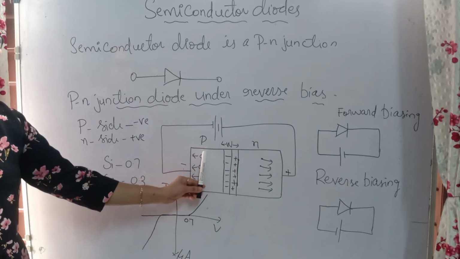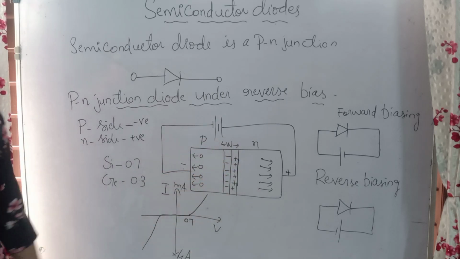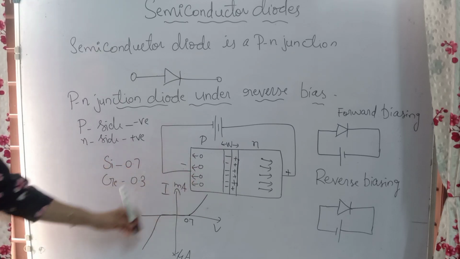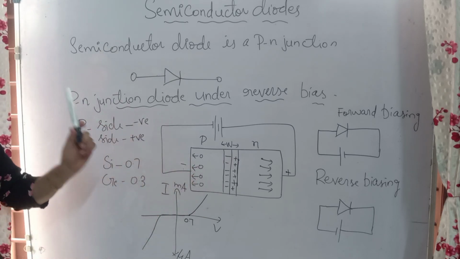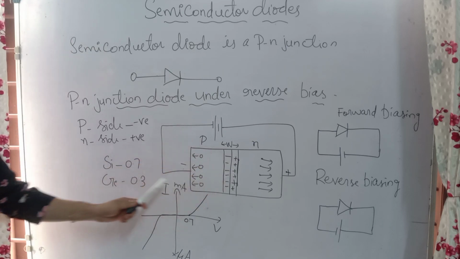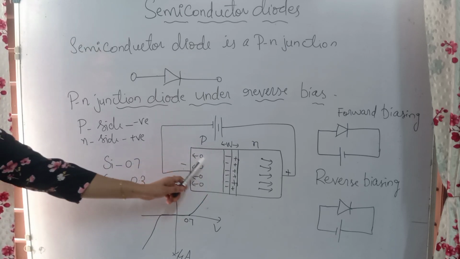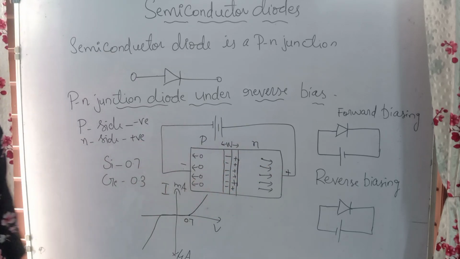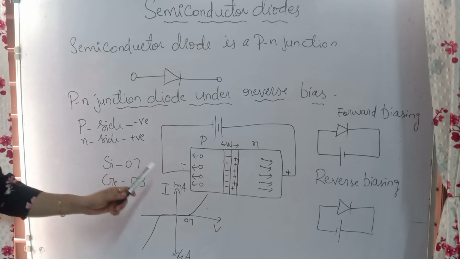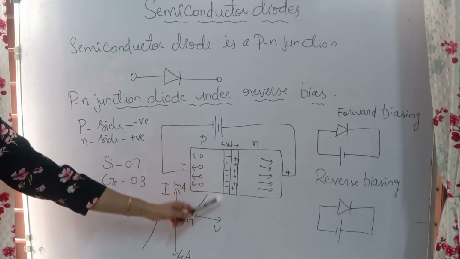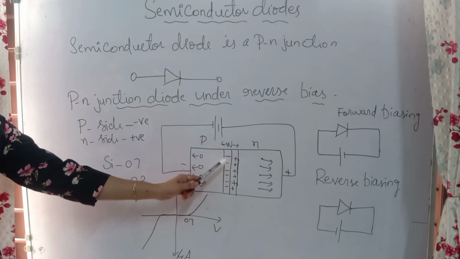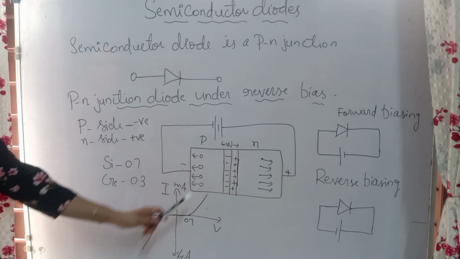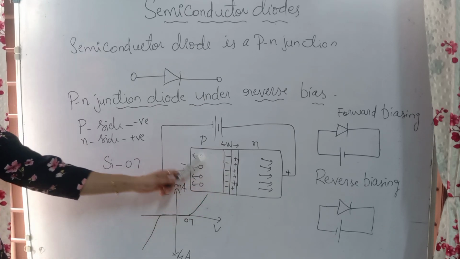That means no electron or hole will cross the barrier, so the barrier strength will increase and there will be no current flow due to majority charge carriers. Majority charge carriers are not at all crossing this barrier, because the negative charge will attract the positive charge, and the positive charge will attract the negative charge from the N side. But we have already told that drift current will be here, right? This is equivalent to a cell, and drift current will be formed, and that drift current is due to the minority charge carriers.